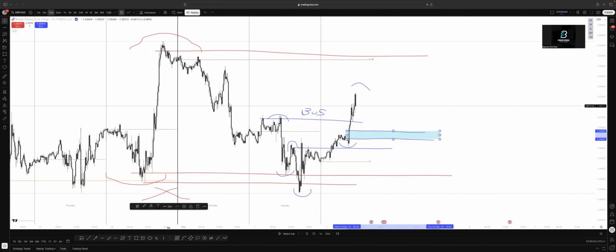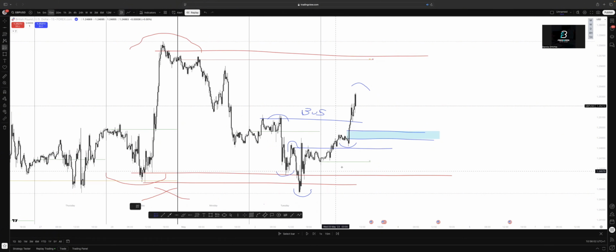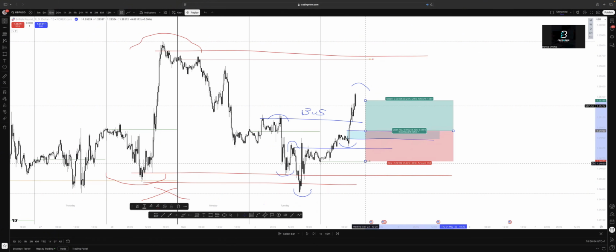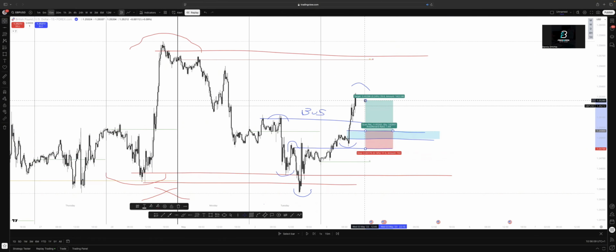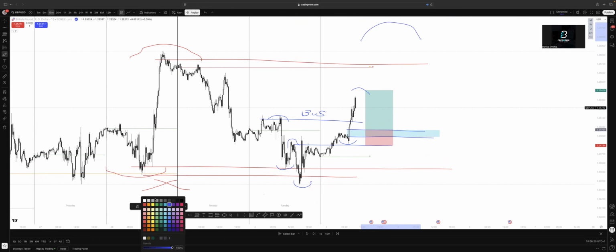So now we put our entry right here. Stop loss just below the higher low, right? And TP 1 to 2.5. But we're expecting price on the higher time frame, which is this red, to create a new higher high, right? Expecting it to create a new higher high.